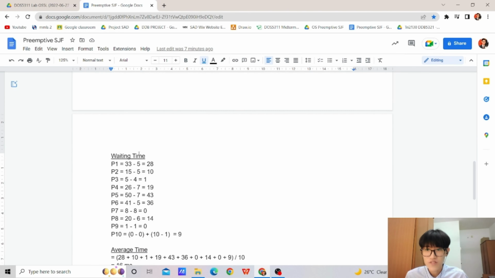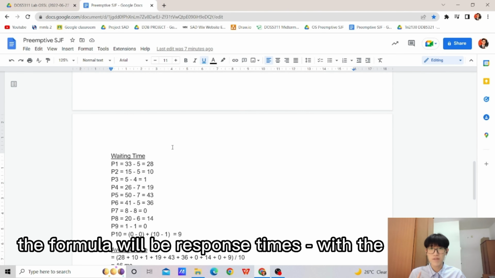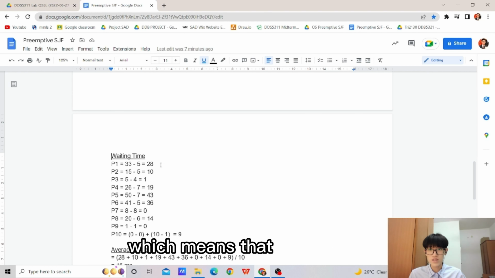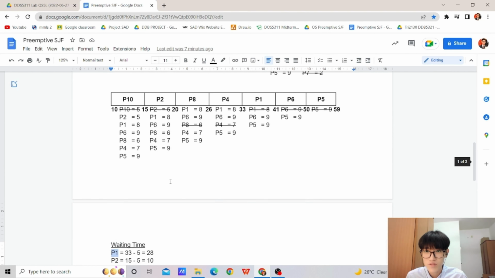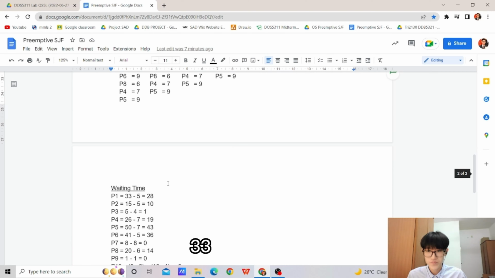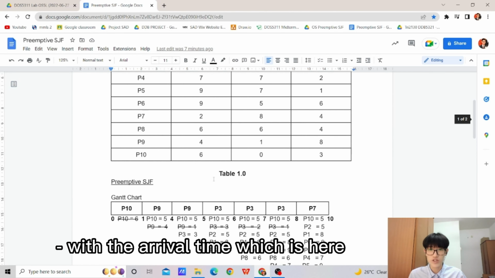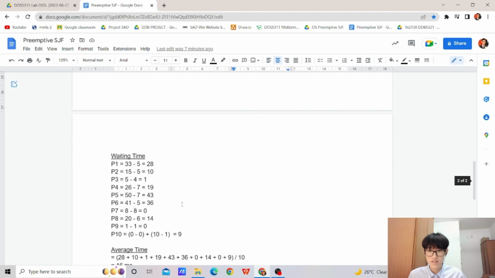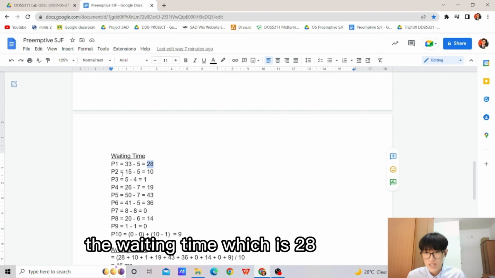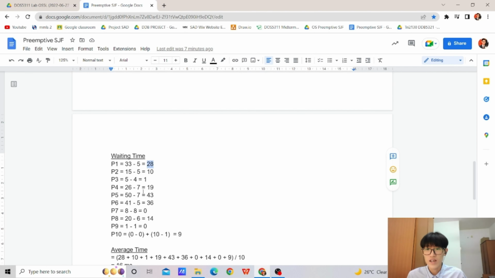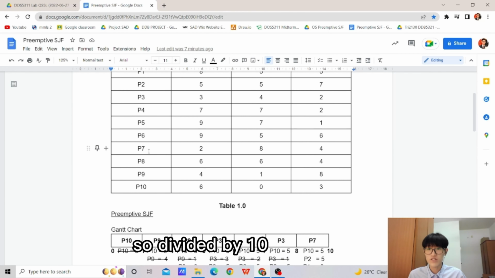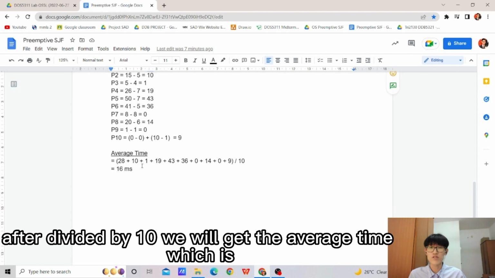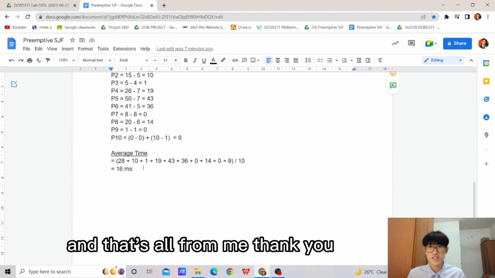For waiting time, the formula is response time minus the arrival time. For P1, we get the response time, which is 33, minus the arrival time, which is 5. Then we get the waiting time, which is 28. After we calculate all the processes, we total up all the results and divide by 10. Why? Because we have 10 processes. After dividing by 10, we get the average time, which is 16 milliseconds. And that's all from me. Thank you.